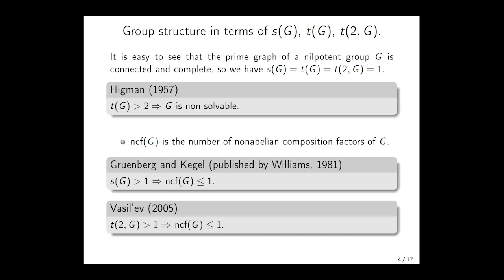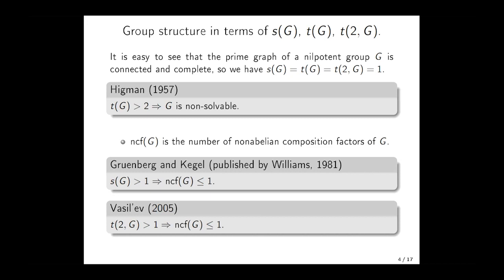By NCV, we denote the number of non-abelian composition factors of G, and the result by Gruenberg Kegel in an unpublished manuscript that was published later by Williams in 1981: if the prime graph is disconnected, then there is at most 1 non-abelian composition factor of a group. And a refinement, I'd say, by Vasilyev, 2005.